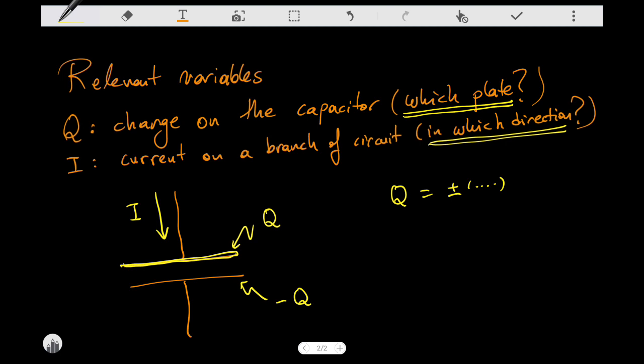So the next thing is this: there's a current flowing to that plate in here, and of course this current is carrying charges to that plate, so that means the charge on that plate is going to change. So we have to then understand the relationship between the current and the charge.